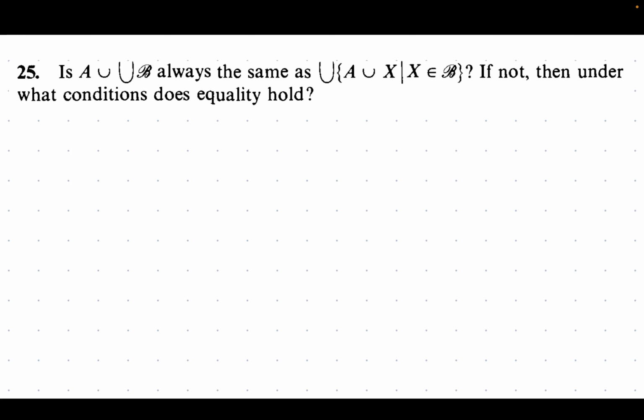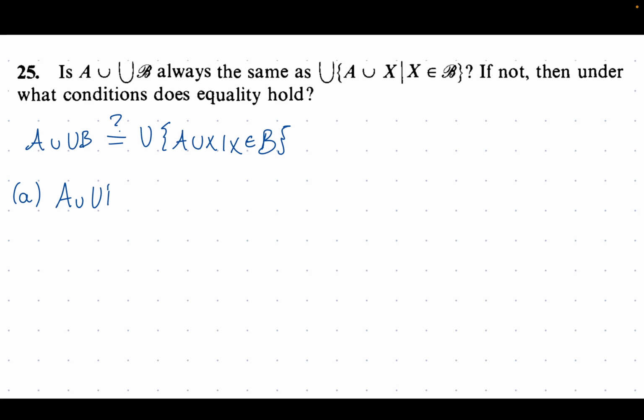So, the question is: is A union the union of B equal to the set A union X such that X is in B? And I actually like putting the question mark here. To do that, let's decompose the proof as usual into showing that they're subsets of each other. So we're going to show that A union the union of B is a subset of A union X such that X is in B. Well, potentially, because we're not sure.